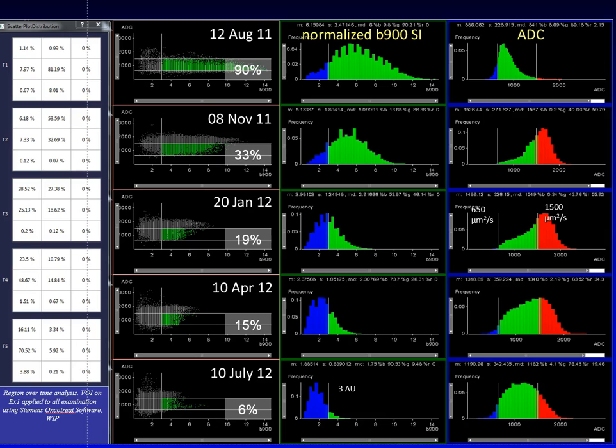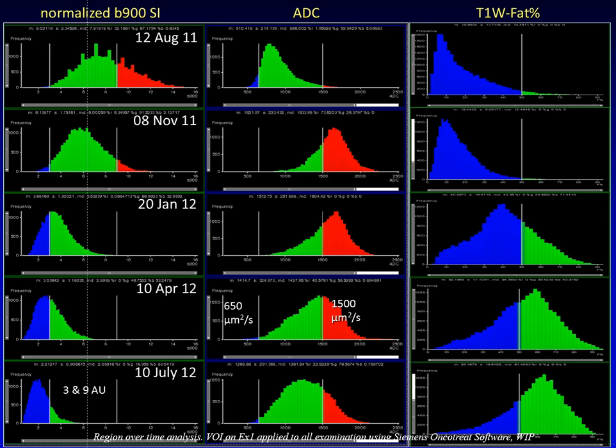Let me just show you what happens to the ADC histogram, and I think this might be the better image to look at. Here is the signal intensity. You can see over time the signal intensity decreases. The ADC goes up, as we've already noted, with most of the pixels above that 1500 line. But look what happens over time. As the patient improves and you get repopulation of the normal marrow with fat, you see a decrease in ADC.